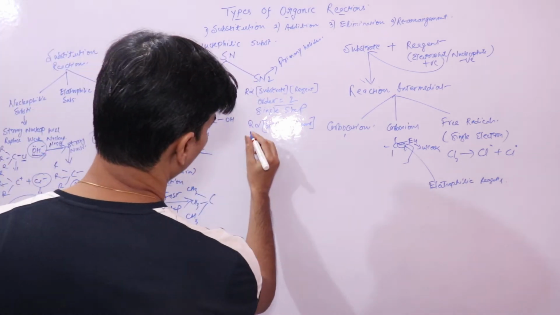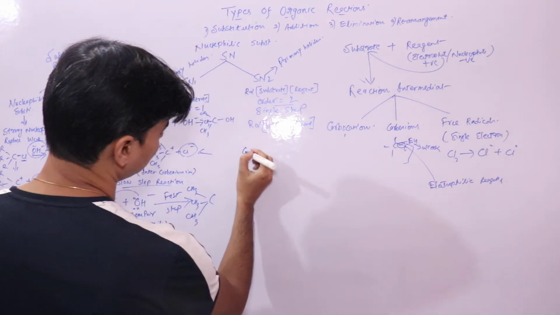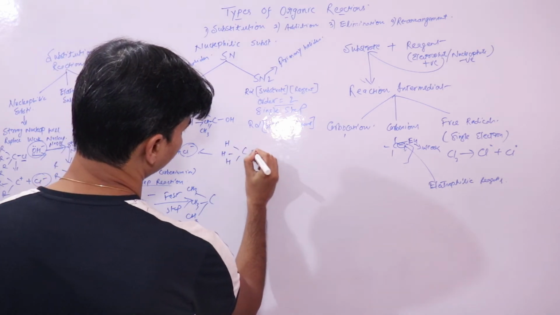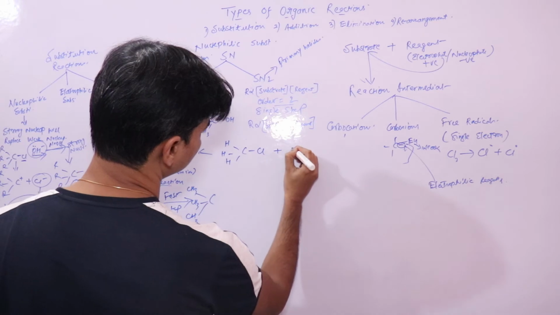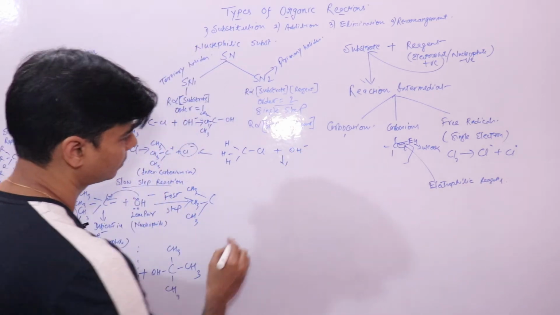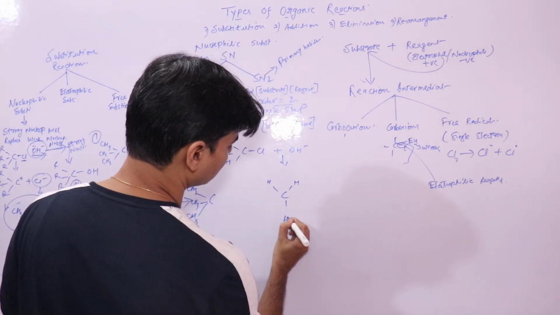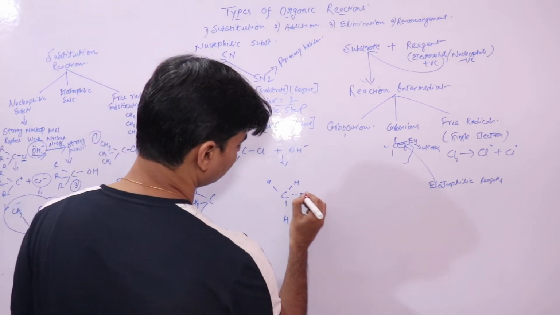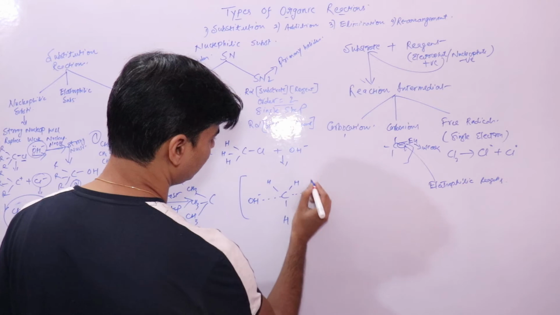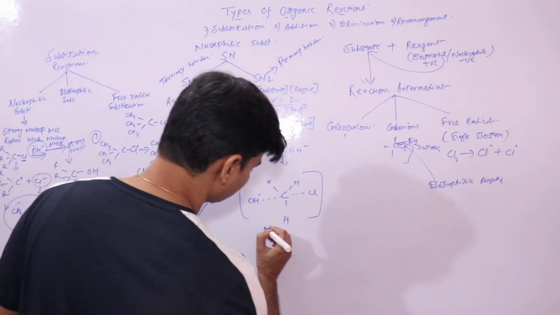So it is your carbon, Cl plus OH minus. In the transition state, you have a leaving weak nucleophile and you have an OH minus strong nucleophile, bonded to the same carbon atom. This is your transition state.